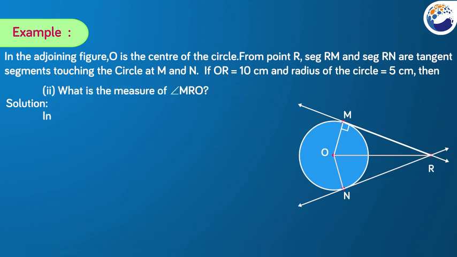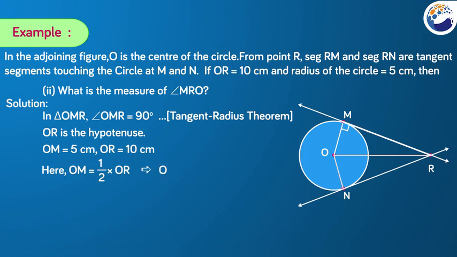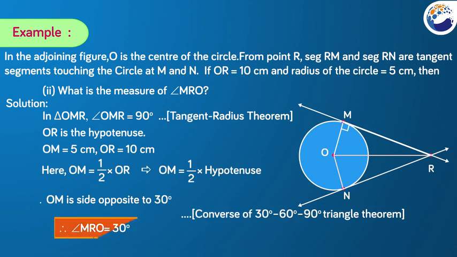2. In triangle OMR, angle OMR is equal to 90 degrees. By tangent radius theorem, OR is the hypotenuse. Therefore, OM is equal to 5 centimeter, OR is equal to 10 centimeter. Here, OM is equal to half of OR. OM is equal to half into hypotenuse. Therefore, OM is the side opposite to 30 degree. By converse of 30 degree, 60 degree, 90 degree triangle theorem, therefore angle MRO is equal to 30 degree.